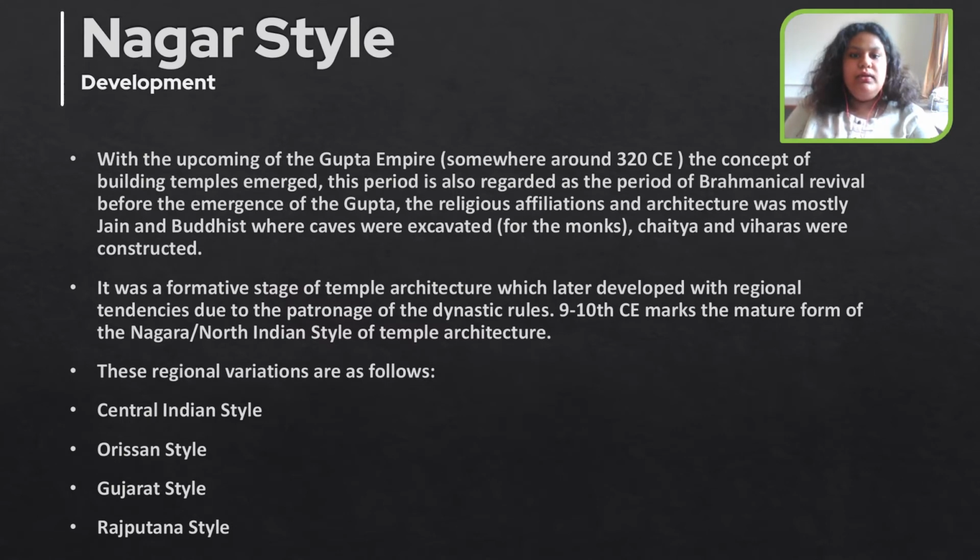Now we start with the development of the Nagara style of temple architecture. So the idea of temple architecture started somewhere around the 3rd, 4th centuries CE. But before that, from 1000 BCE till the 2nd or 3rd century CE, we only see examples of stupas, viharas, chaityas, and rock cut caves. We do not get evidences of the temple, what we understand in the present context, or the temples we are studying right now.